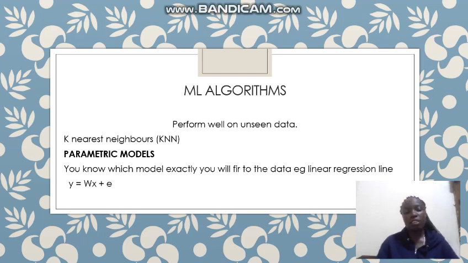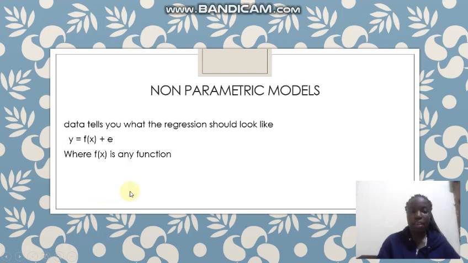Then the machine learning algorithms perform well usually on unseen data, and here we have the methods used, such as the k nearest neighbors, and under here we have the parametric models, where you know which model exactly you will fit to the data. For example, linear regression line, and this is our formula here for the linear regression line, which is y is equal to wx plus b plus e. Then the non-parametric models, here the data tells you what the regression should look like, and here y is equal to f of x plus e, and f of x is any given function.